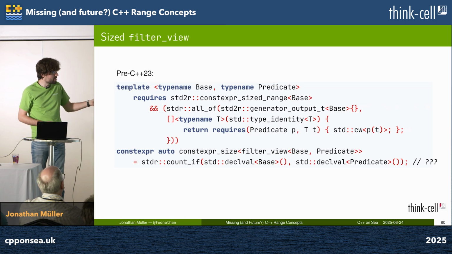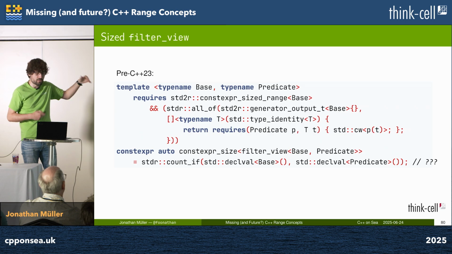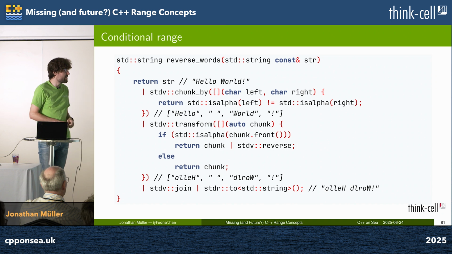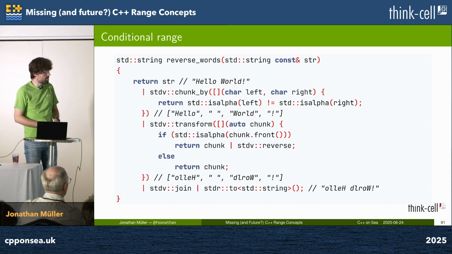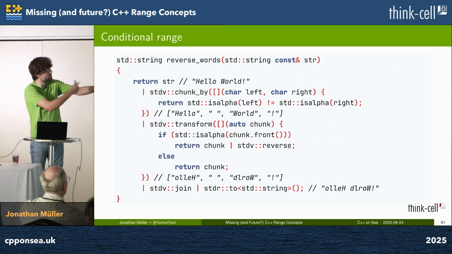And the reason I can't do it is because these constraints aren't actually enough to properly constrain the compile time size of filter view. Because of something like conditional range. So quick detour. This is code I've shown in an example in another talk where we want to do some range algorithms to reverse all the words in a string.